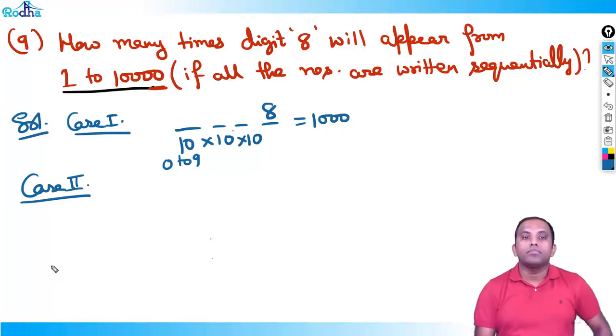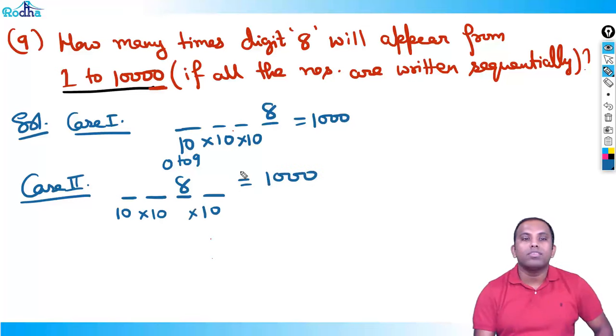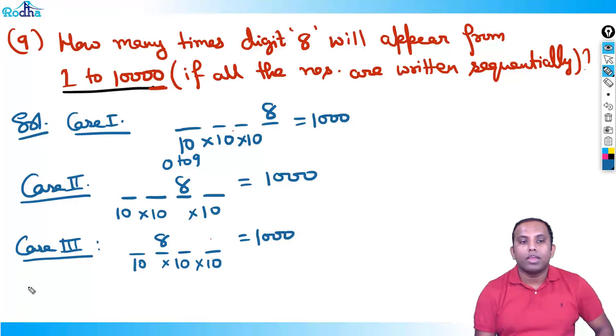I want everything, right? Case 2, when 8 is at the 10th place, then again what is the answer? 10 options for the first place, 10 options for the second place, 10 options for the fourth place. So 10 into 10 into 10, again 1000. So you can sense it, right? How many places can I do it? 4 places. So for the next, I don't need to make this many cases. When 8 is at the 100th place, 10 options for the first place, 10 for the second, 10 for the fourth. Again 1000 numbers.